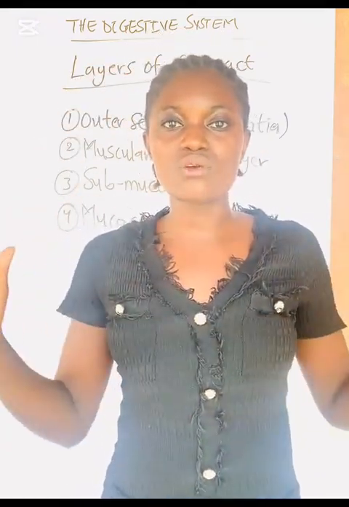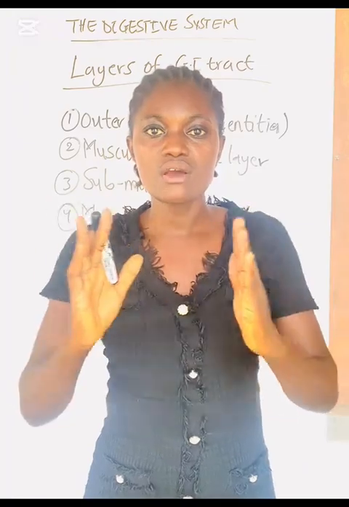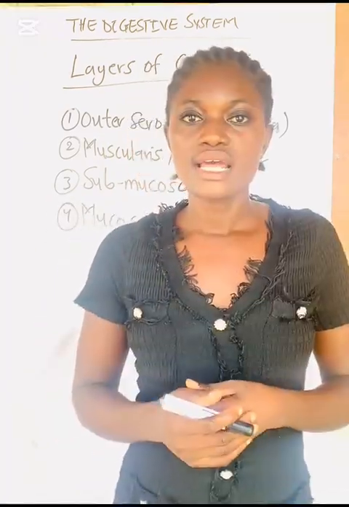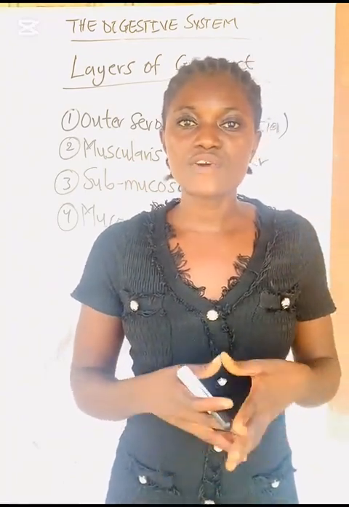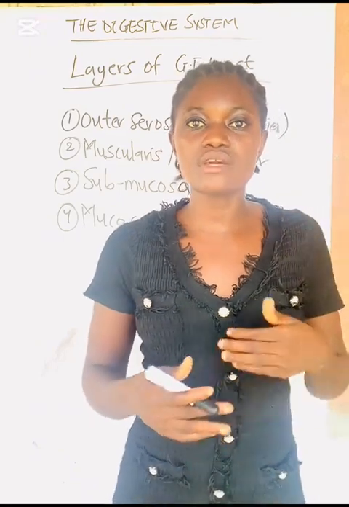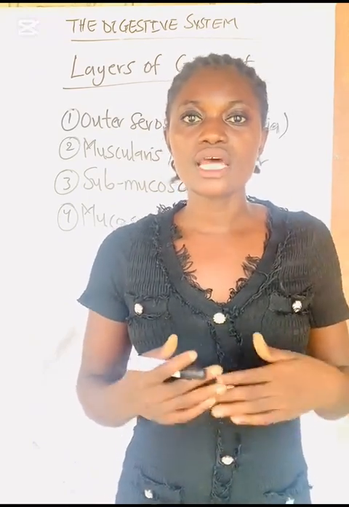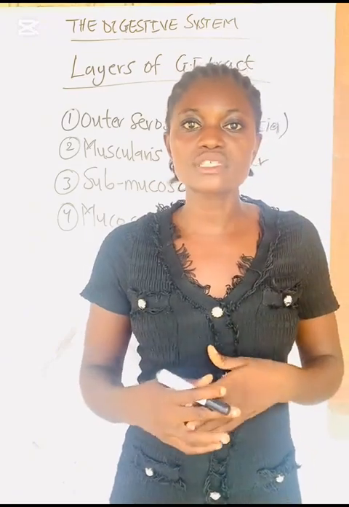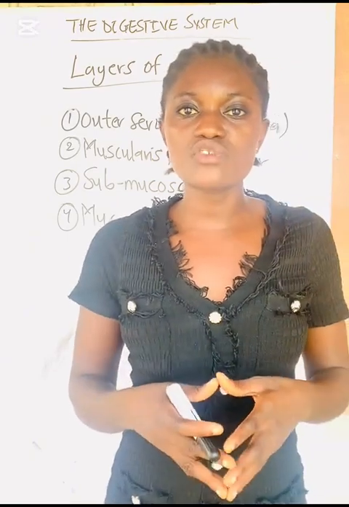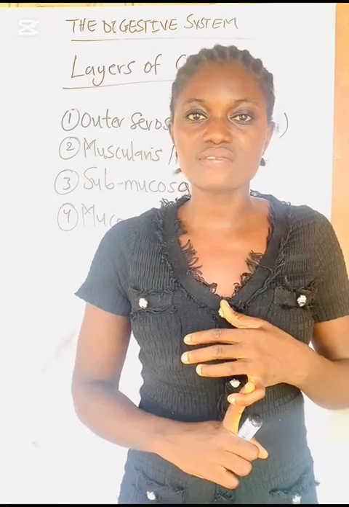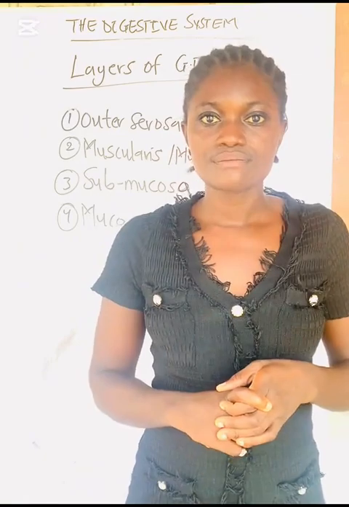Then the inner circular muscles contract this way in order to narrow the lumen of the alimentary canal. The submucosa is the layer of the alimentary canal that is found between the muscularis and the mucosa. So the submucosa is the layer that contains lymphatic vessels, blood vessels, small glands, and nerves.